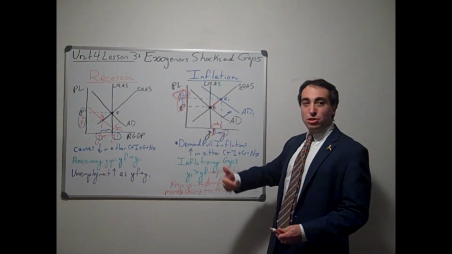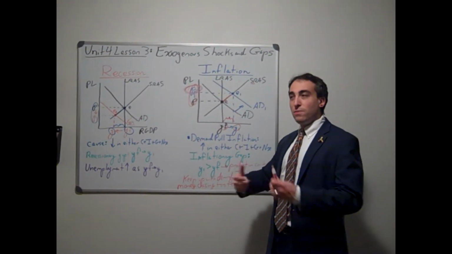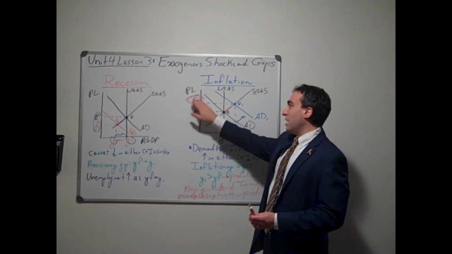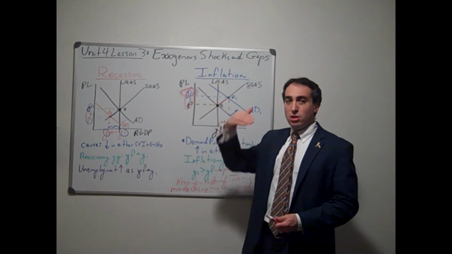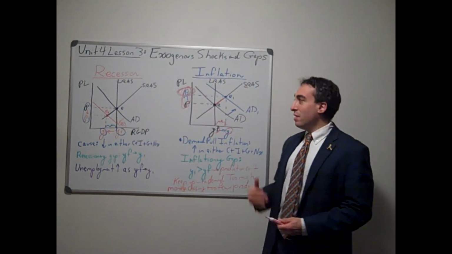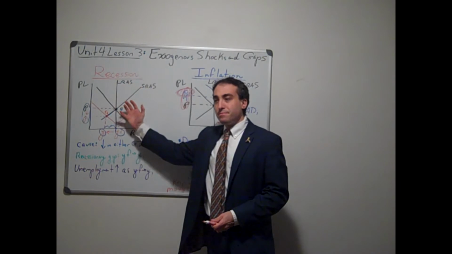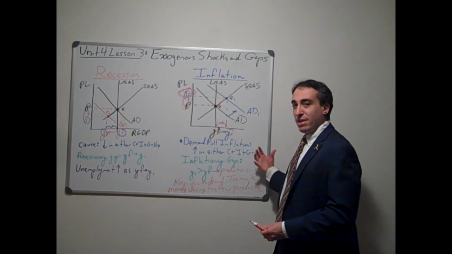We are going to start having too much money chasing too few products, and we are going to see the price level continue to rise to a point where it's really going to start to hurt society. So here we have the recessionary gap, and we have the inflationary gap.